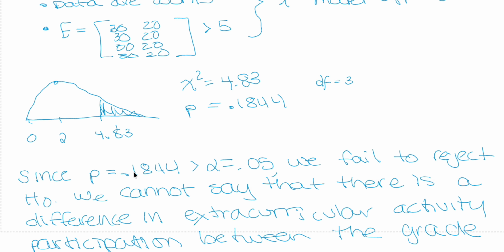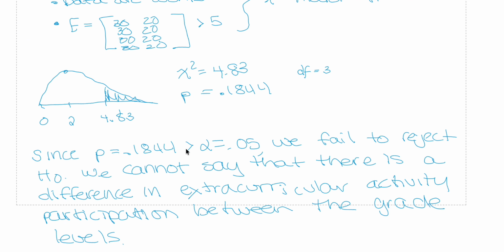conclusion. Since p equal to 0.1844, which is greater than alpha equal to 0.05, we fail to reject the null hypothesis, meaning we cannot say that there is a difference in extracurricular activity participation between the grade levels.